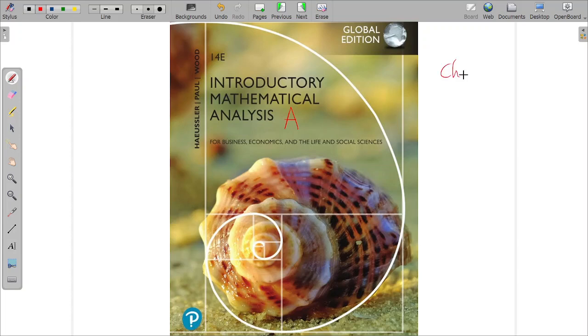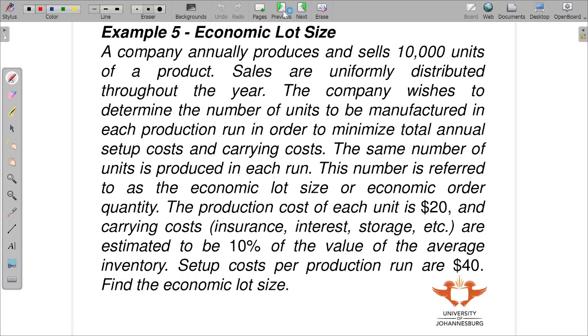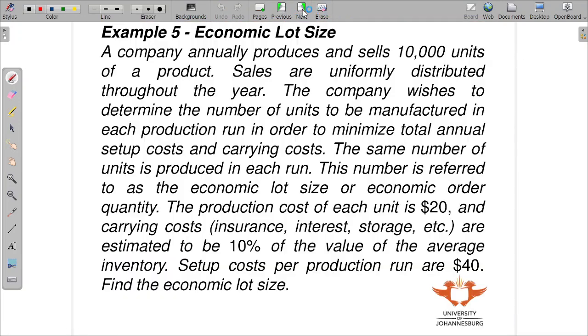And we are still in chapter 13.6, where we have application of maxima and minima. Applied maxima and minima. That is 13.6. Alright, we did some examples in the previous video. Please check the previous video for some examples we did there. Now we are going to continue with some examples.